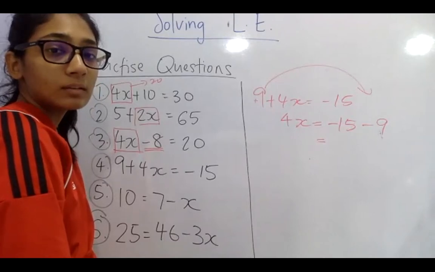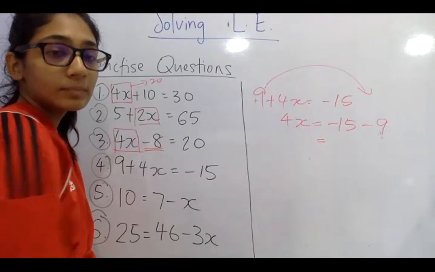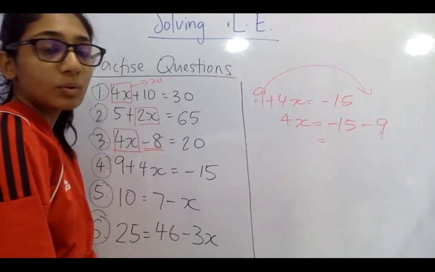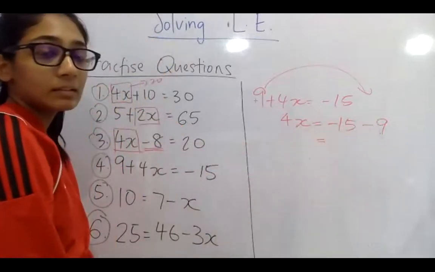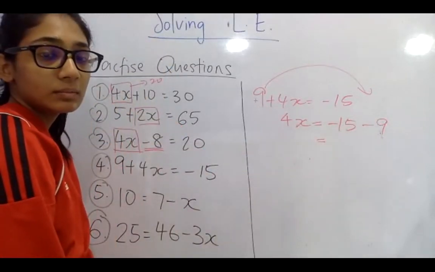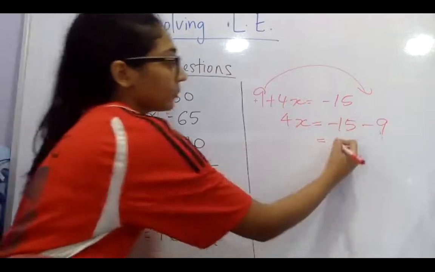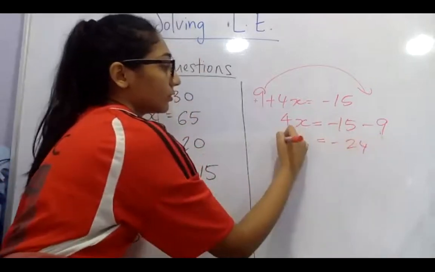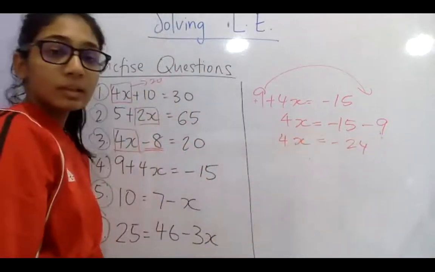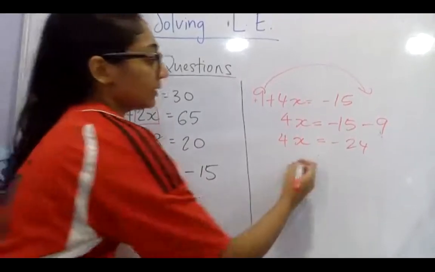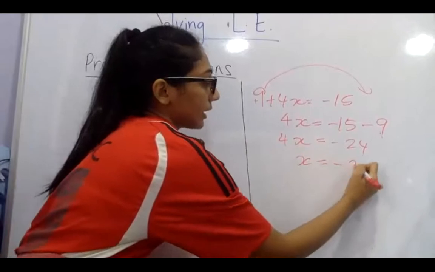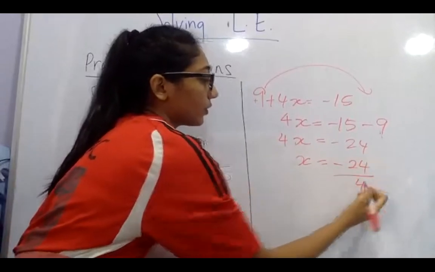Minus 20. Silver, how many candies do you owe altogether? First you owe them 15 candies and then you owe them another 9. 24. You owe them 24 candies. 4x equals negative 24. And then x equals negative 24 divided by 4.